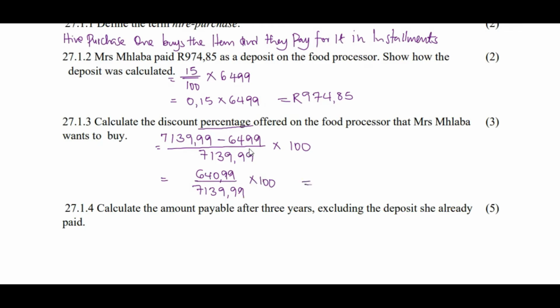Put this in your calculator, your answer becomes 8.98%. This is the percentage. So the discount was 8, which is approximately 9.